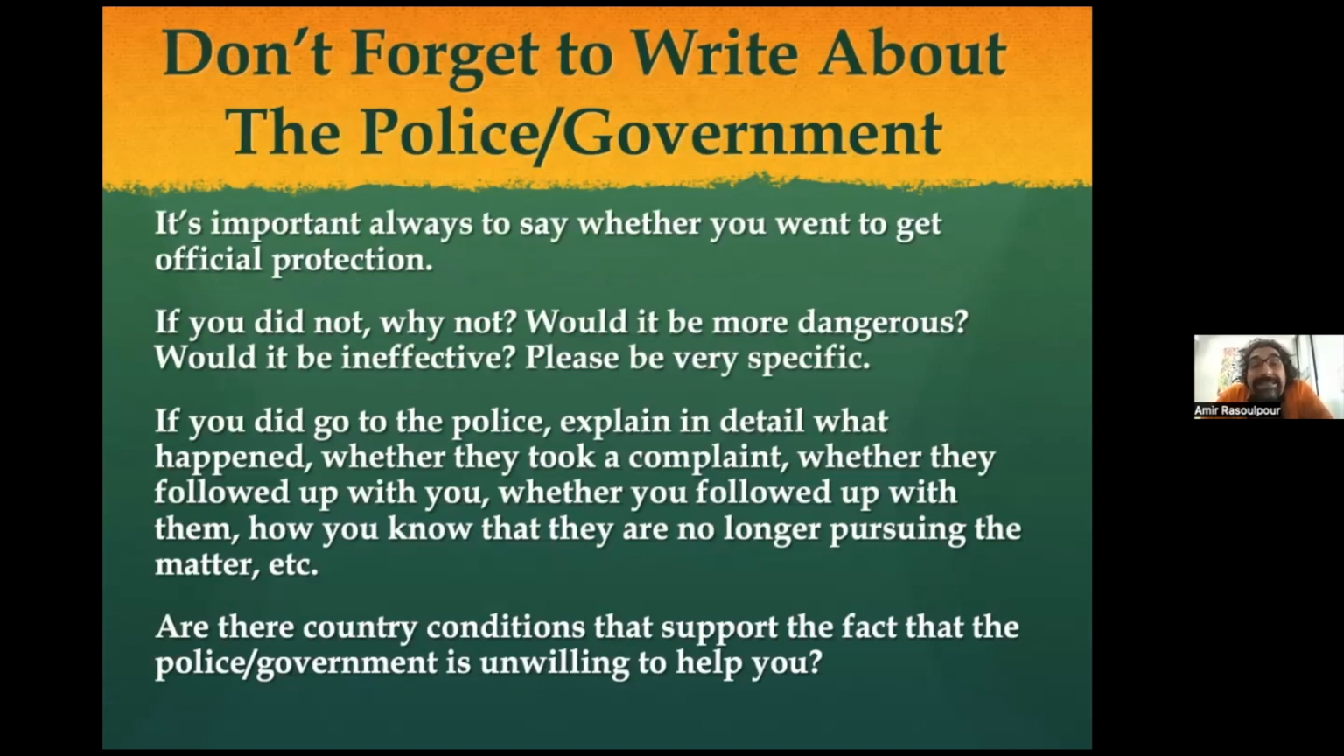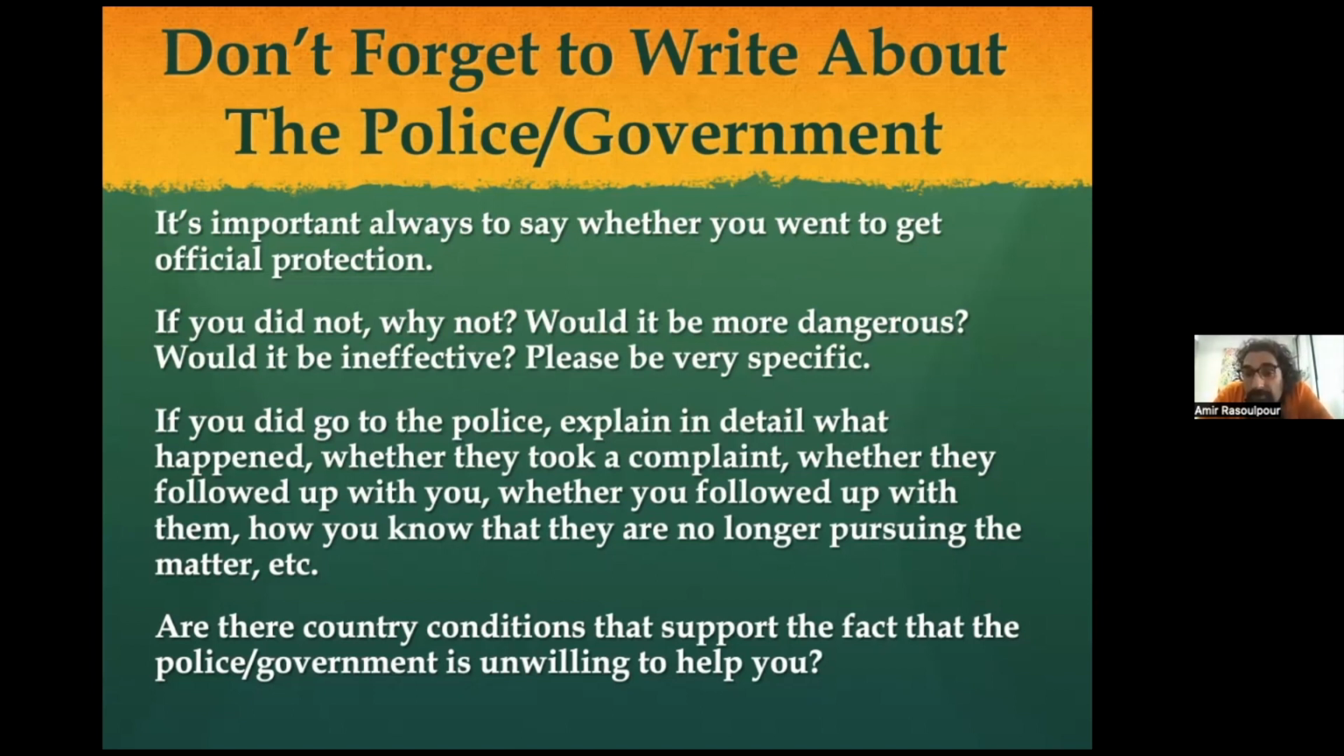So did you try to get official protection? And if you didn't, why? Would it be more dangerous? Would it be ineffective? Ineffective meaning it wouldn't have helped. Why? What are the reasons that you believe that? Have other people gone through this? Is this something that there's country conditions corroborating this? Did you go in the past and it wasn't useful, or did you go in the past and it made it worse?